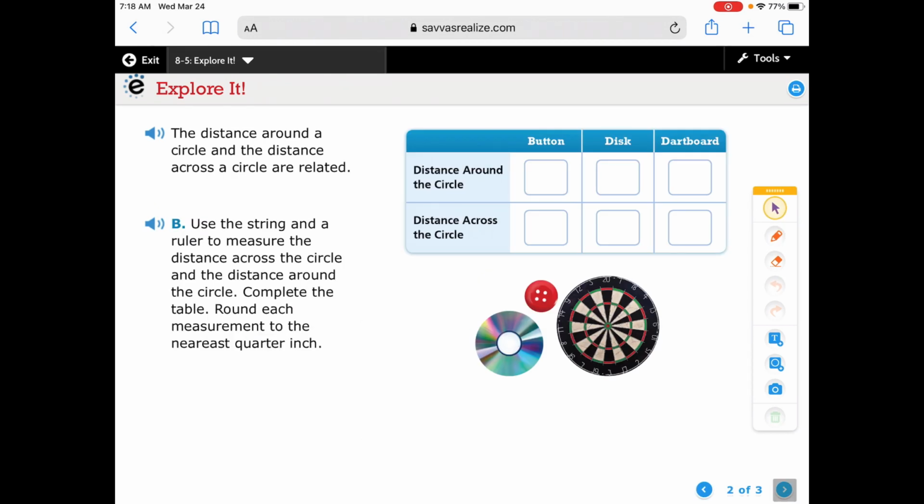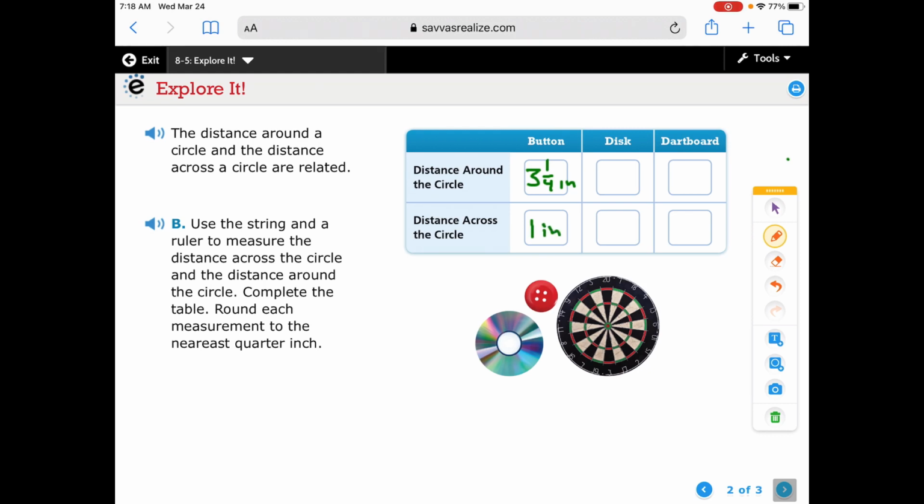Alright, part B. It says the distance around a circle and the distance across a circle are related. Use the string and a ruler to measure the distance across a circle and the distance around a circle. Complete the table, and we'll round each measurement to the nearest quarter inch. Alright, so I'm just going to use our answer grid here. For the button, which is in red, the distance around is 3 1/4 inches, and across the circle is 1 inch.